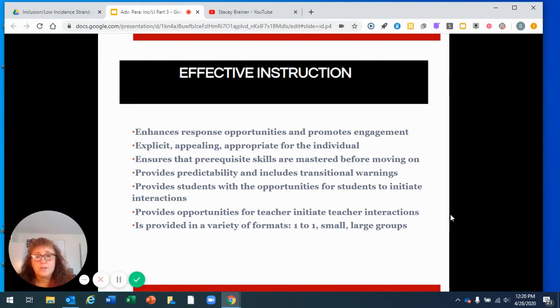Again, we want to make sure that our students have a sense of belonging when we're talking about inclusion. We want to make sure that when they're in that classroom, they feel part of that classroom, not just stuck in the back at a table by themselves or with a para or with another student. We want to make sure that they feel that they belong in that class.